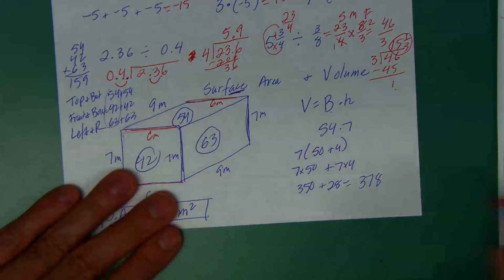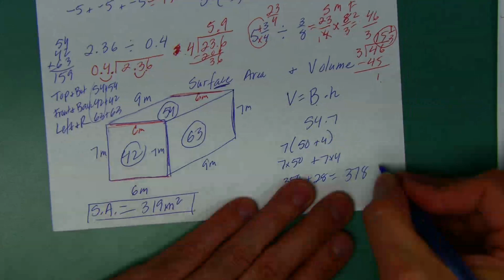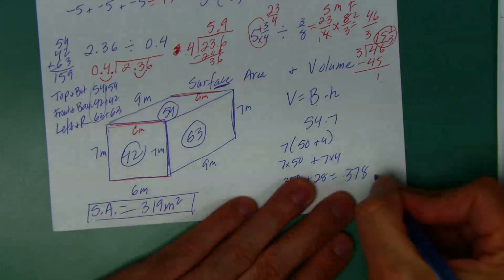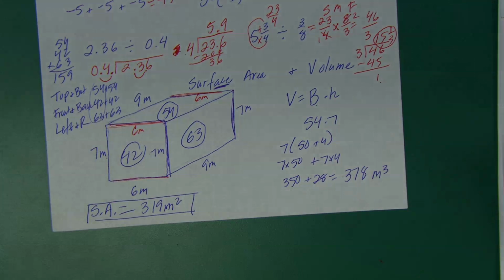378. And what are our units? Remember, they're cubes. How many blocks? So cubes, you can write cubic meters, but the shortcut is meter to the third power. Okay? All right, you guys.